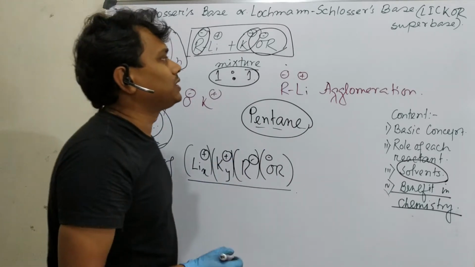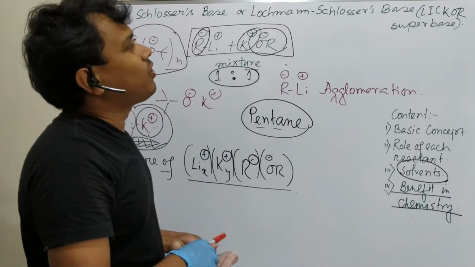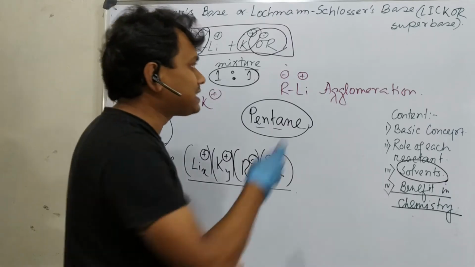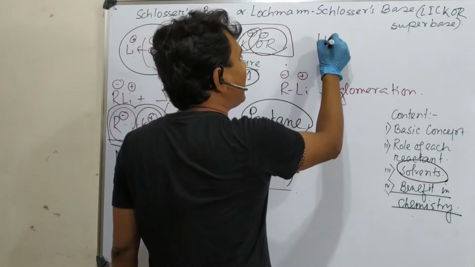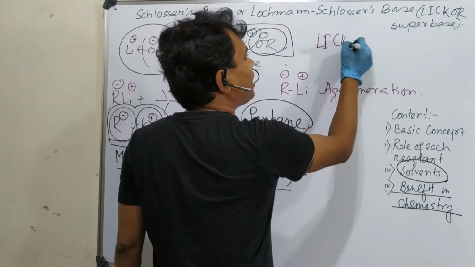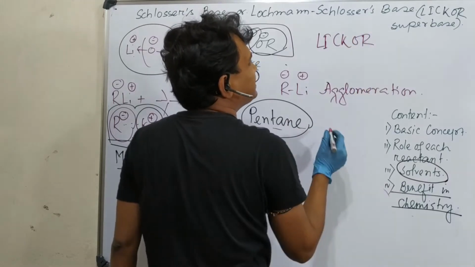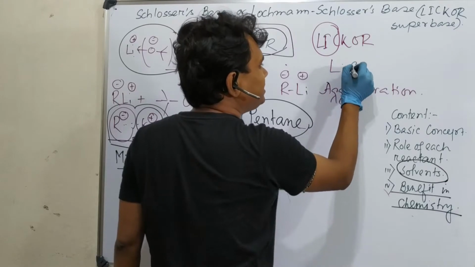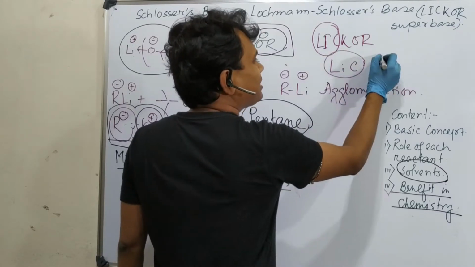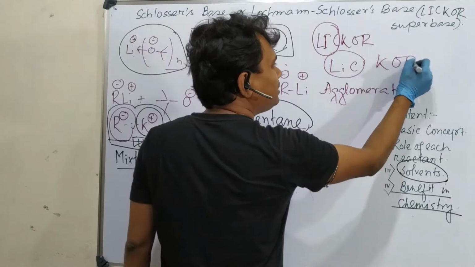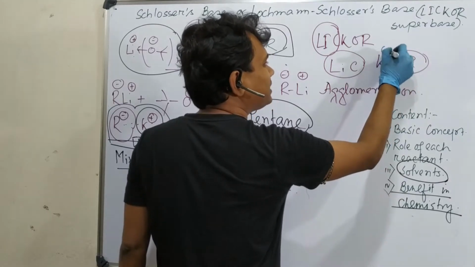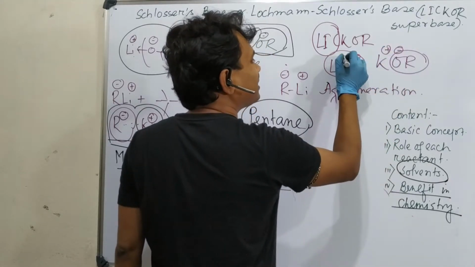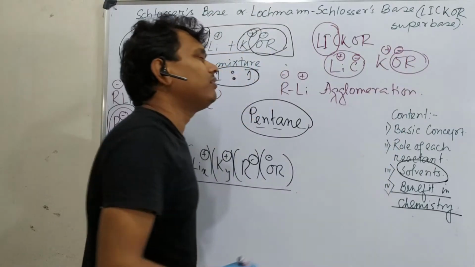Okay, I forgot one thing to mention. Why is it called LICKOR super base? This is the name: LIC is alkyl lithium, lithium carbon, and KOR means potassium alkoxide. So this is another piece of information you should know.